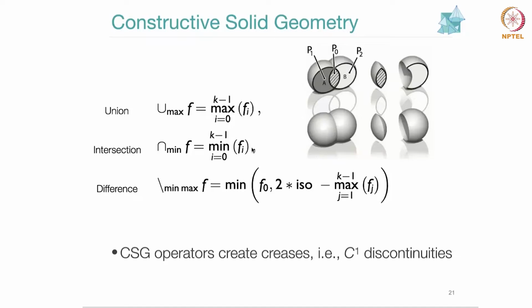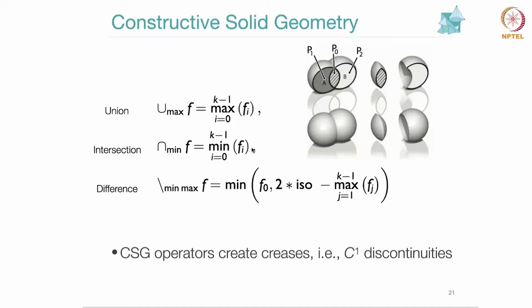The difference is a bit complicated. The difference is defined in terms of the min-max operator. Assume that you have two fields, F0 and F1, because this expression will become more complicated. So what you could do is a min of F0 and 2 times the ISO value, the ISO value of interest, which in this case is 0.